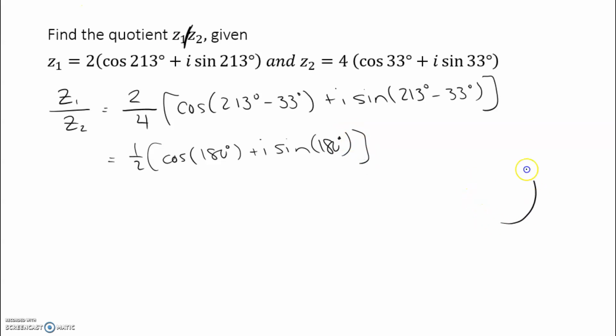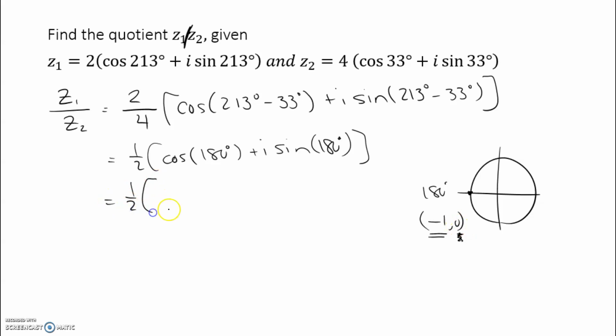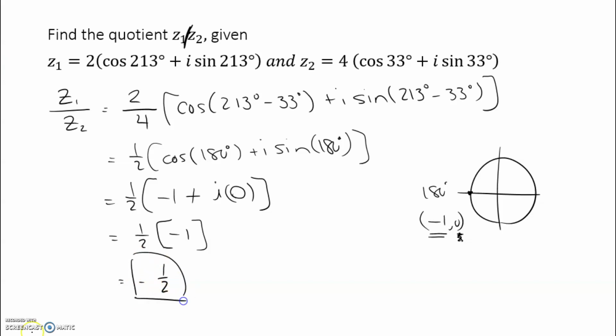Okay, so on the unit circle, at 180, this point right here is negative 1, 0. So that means cosine of 180 is negative 1, and sine of 180 is going to be 0. So this is 1/2 times negative 1 plus i times 0. So really it's just 1/2 times negative 1, or negative 1/2. And that would be your final answer right there.